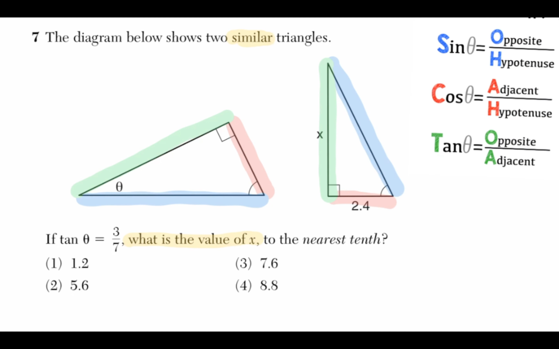We need to know our trig ratios and recognize that if we're talking about the tangent of theta, we're going to be thinking about the opposite side over the adjacent side. And if we're looking right here, I know that this is the opposite side. This blue side, however, is not the adjacent side because it's the hypotenuse. This is the adjacent side. So let's label this appropriately. If it's 3/7, this is going to be 3. This is going to be 7.